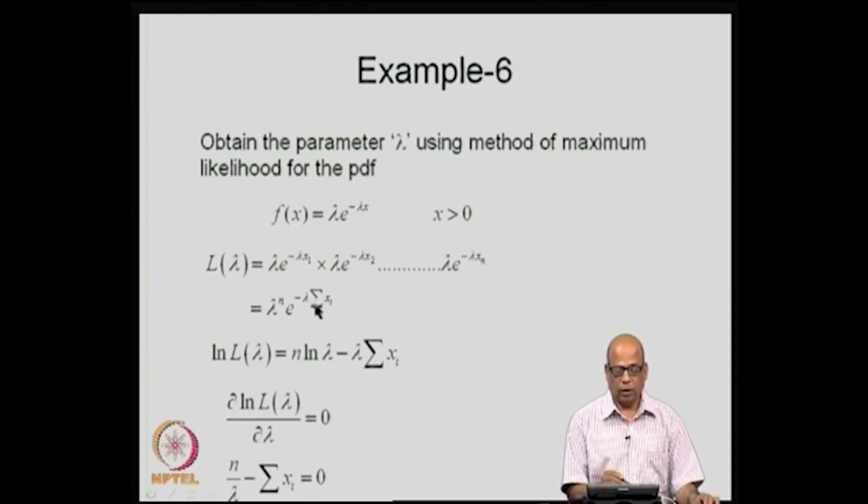I am sorry, I will repeat: lambda to the power n e to the power minus lambda summation of x i, i is equal to 1 to n.